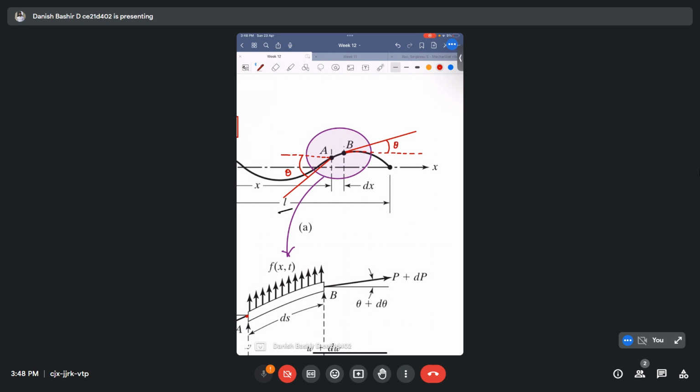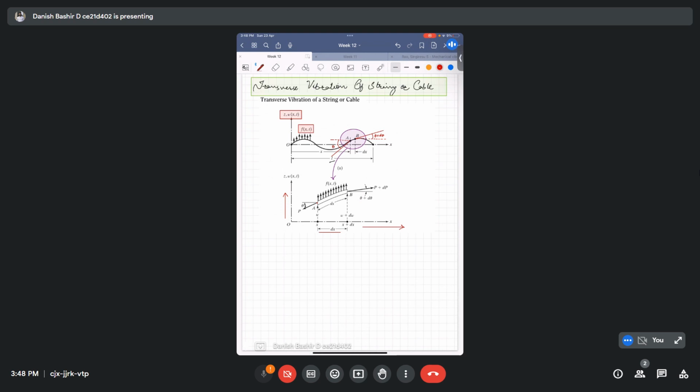Okay, clear to you guys? So these are the simple basic things: theta plus d theta, w plus dw along the length dx, where ds is the arc length. So if we write the equilibrium of the forces, we will be having these equations.